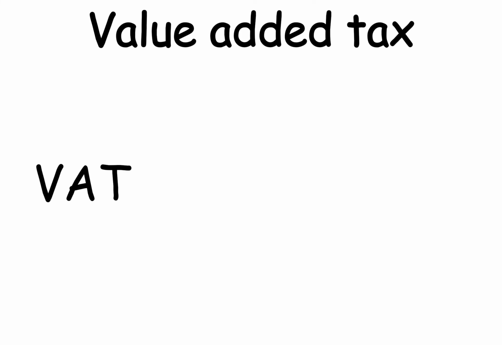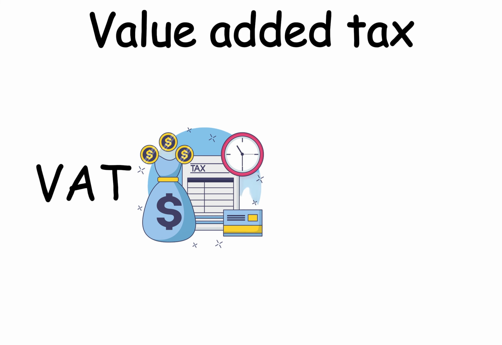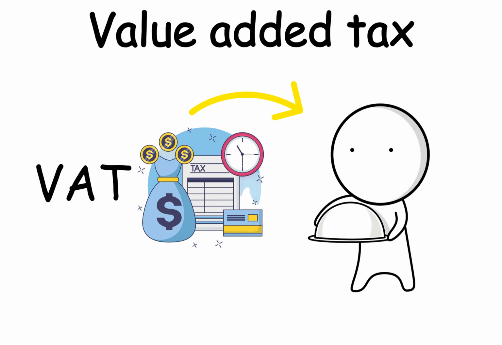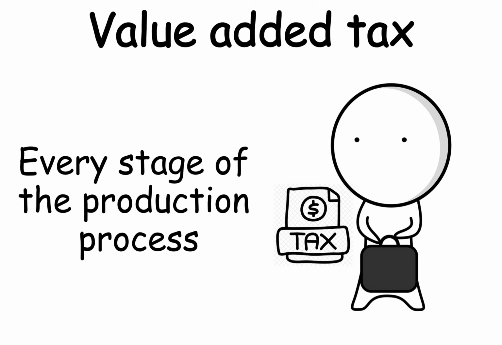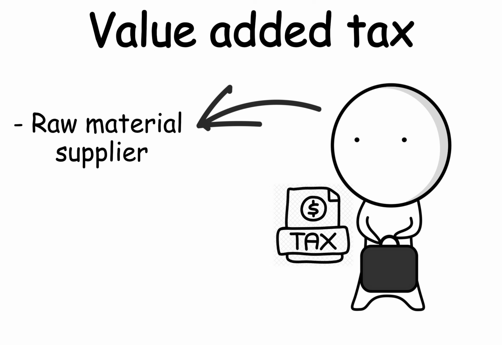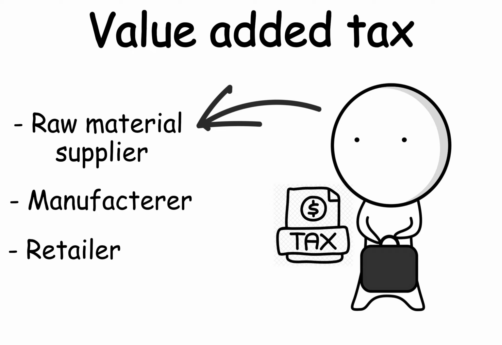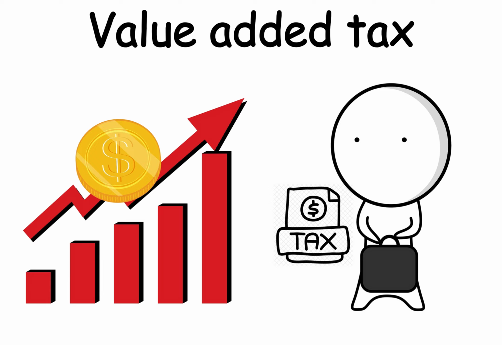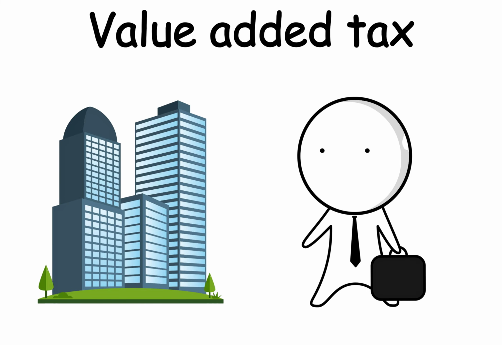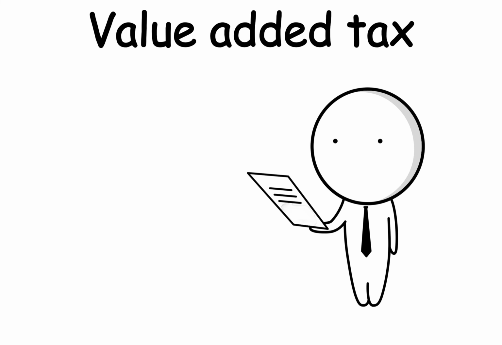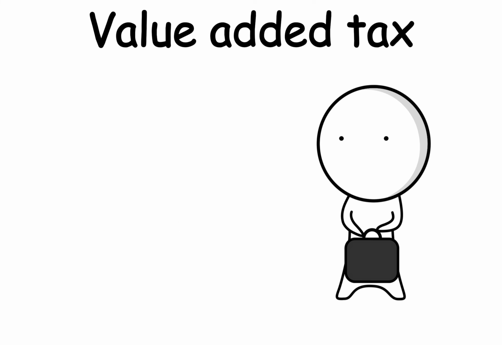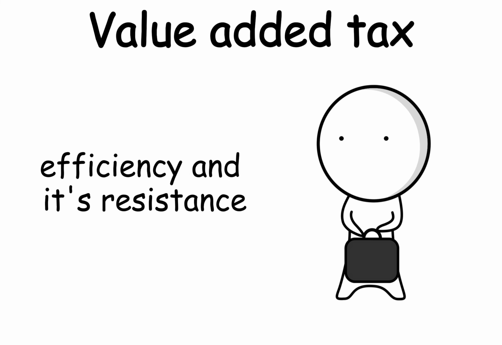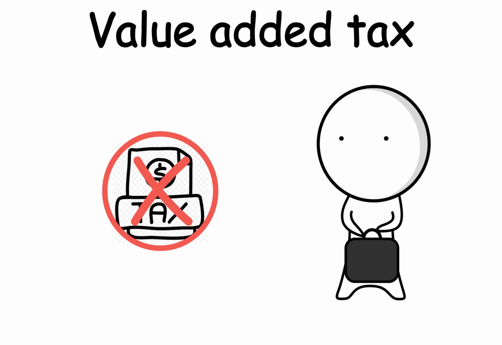Value-added tax. VAT works differently from a simple sales tax, even though both ultimately affect consumers. Instead of being added only at the final point of sale, VAT is collected at every stage of the production process. A raw material supplier, a manufacturer, and a retailer each pay tax on the value they add. However, businesses can reclaim the VAT they paid on their inputs, so it is the end consumer who bears the full cost. It is the standard system across most of Europe and over 160 countries globally, valued for its efficiency and its resistance to tax evasion at individual stages of trade.